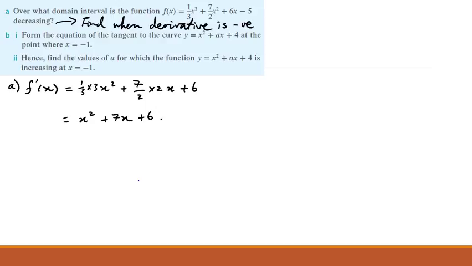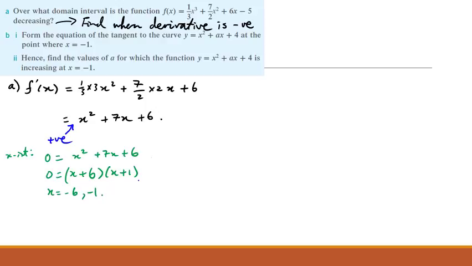So, as before, that one's positive, so that's good. Then we'll solve for our x-intercepts. 0 equals x squared plus 7x plus 6. Factorizing it out, x plus 6, x plus 1, giving us x equals -6, -1. Then we'll draw a sign diagram. We know it's positive, and goes through -6, -1.